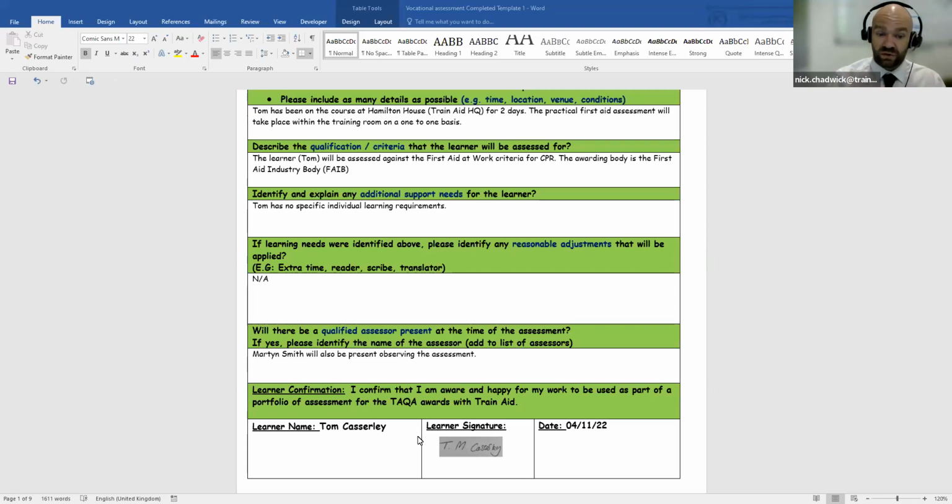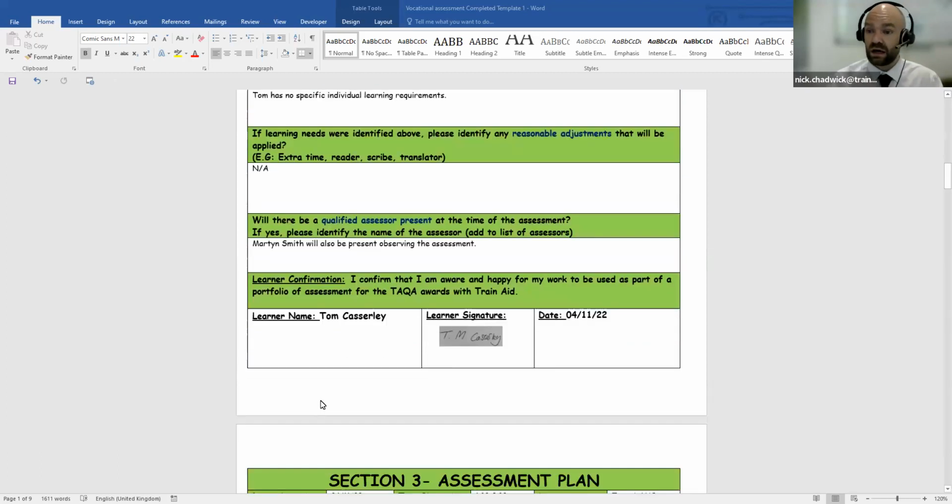We also have the learner confirmation here. Now, this needs to be signed by the learner who is undertaking the assessment to say that yes, they're happy with the assessment taking place. So as we can see, Tom is very happy for the assessment to take place. We have a signature and the date as well. So this section is to be signed by the learner undertaking the assessment there.